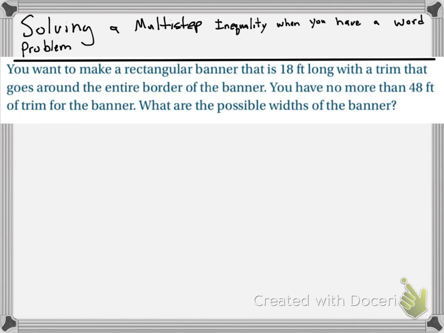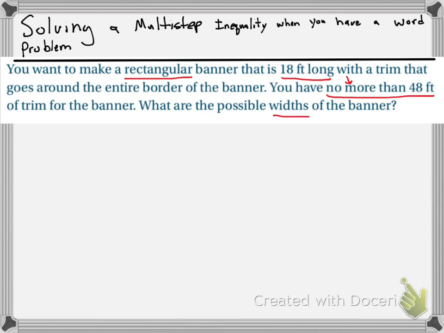Okay, first things first, we know we have a rectangle, which is good. We can actually draw out a rectangle. We know that it's 18 feet long and that for the trim, we have no more than 48 feet. The "no more" is where we're going to get the inequality from. And we want to know the width of the banner.